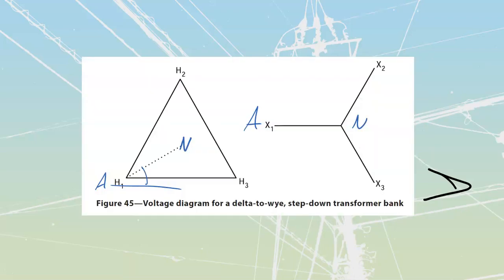Okay, the first one that we're going to look at is this, where we have a high side delta and a low side Y. So we're going to start by dividing this down. We are going to go with high and low, H's and X's, and our high side is delta and our low side is going to be Y.